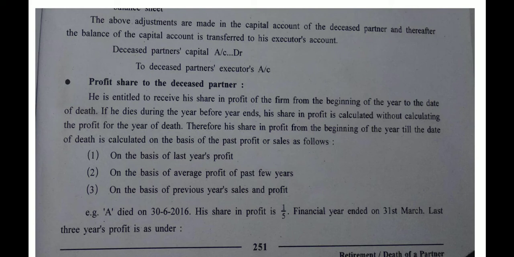First one, on the basis of last year's profit. Then, on the basis of average profit of past few years. Third, on the basis of previous year's sales and profit. There are 3 options available. You will be clearly instructed in the given sum how you are supposed to deal with the amount of profit to be paid till the date of death of a partner. One of these 3.